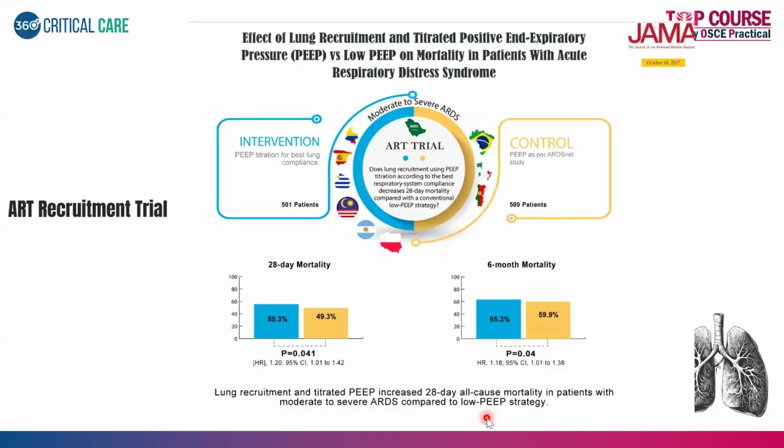The other thing was I was talking about the recruitment strategies. We all know about the ART trial. It was a multicentric trial, but despite it being multicentric, most of the patients were from the South American continent. So, despite it being multicenter, the other problem was they only could recruit around 500 patients in each arm. But what they saw was lung recruitment with titrated PEEP based on the response increased the 28-day all-cause mortality in patients with moderate to severe ARDS when it was compared to a lower PEEP strategy.